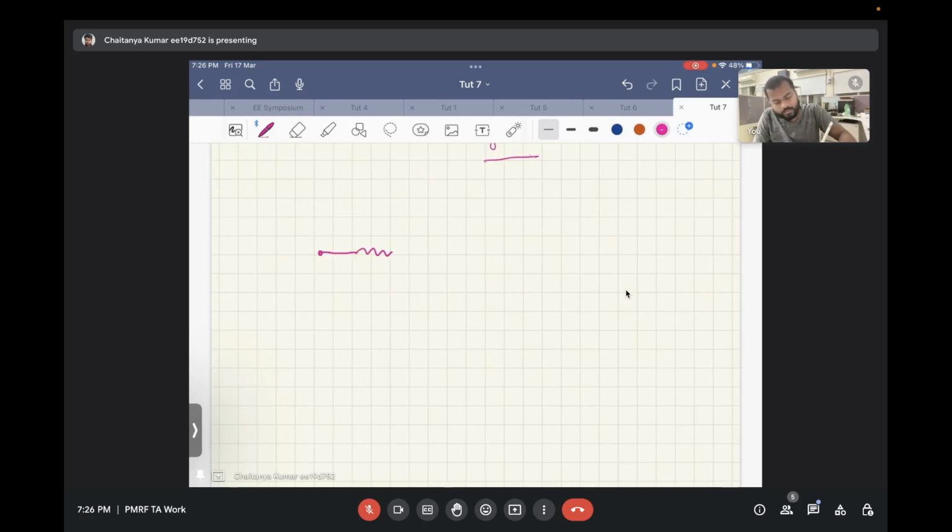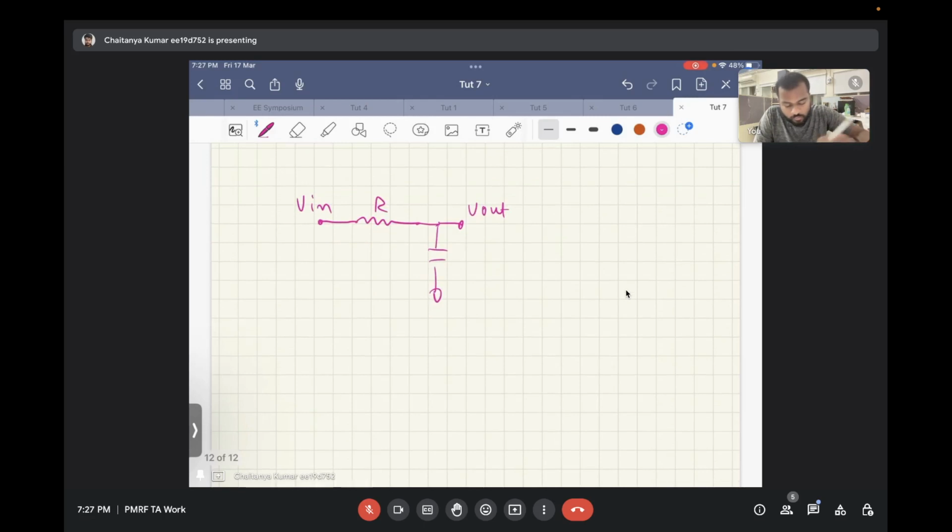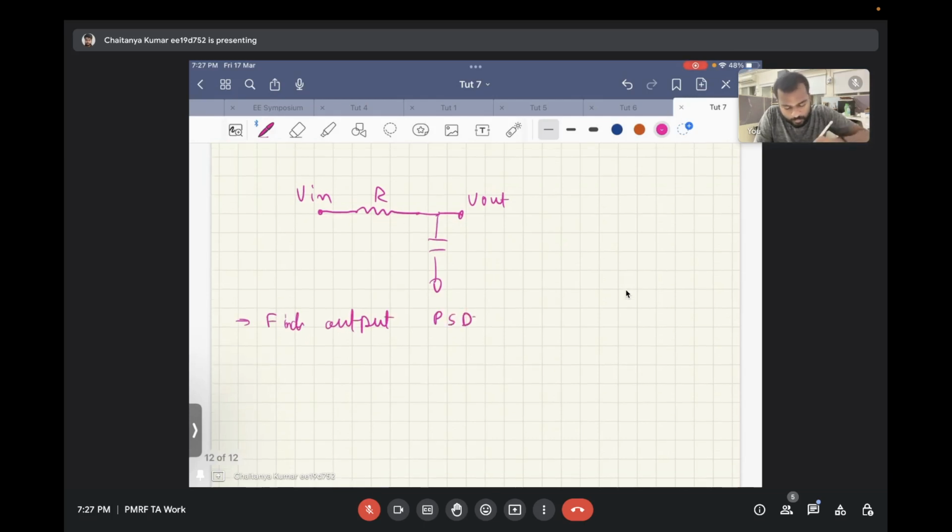So let's say there is this RC circuit. This is the input, this is the output. Now you want to find the input referred voltage noise of the circuit, and also the input referred voltage power spectral density and output referred voltage power spectral density. So first of all, you will find the output referred power spectral density, the output PSD.